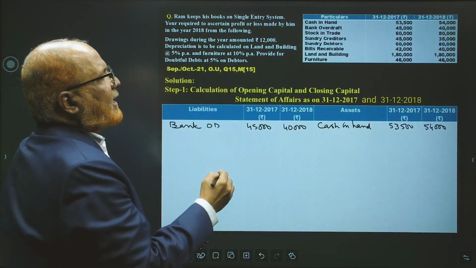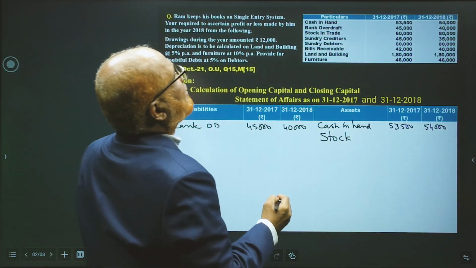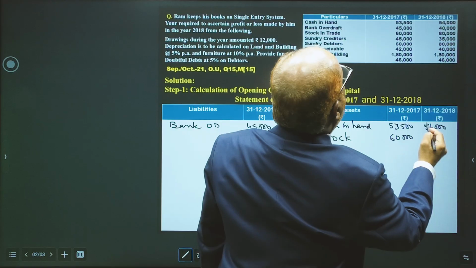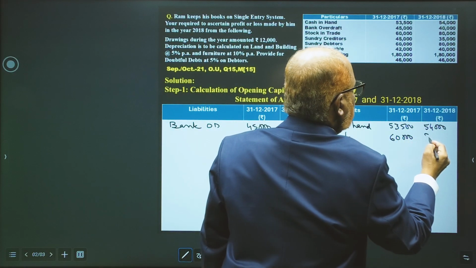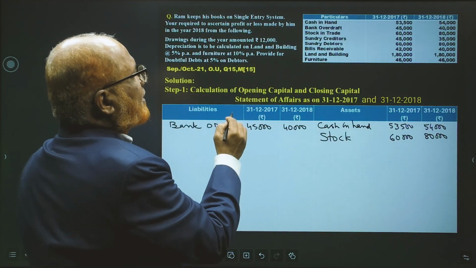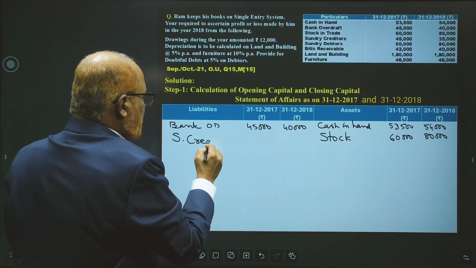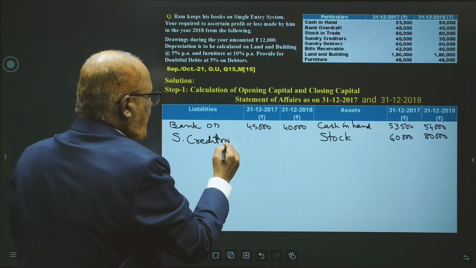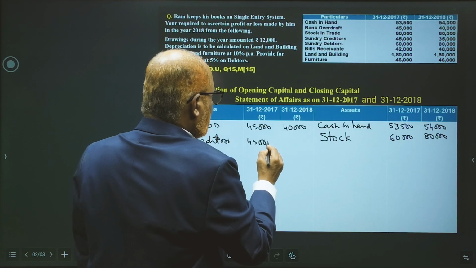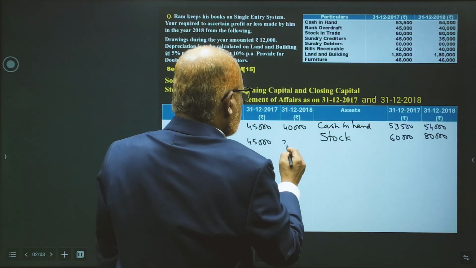Next comes stock in trade, that is an asset. So I am taking stock in trade 60,000 last year and current year it is 80,000. Next comes sundry creditors. Here you can see sundry creditors, I am taking on the liability side. Last year 45,000 and current year 35,000.